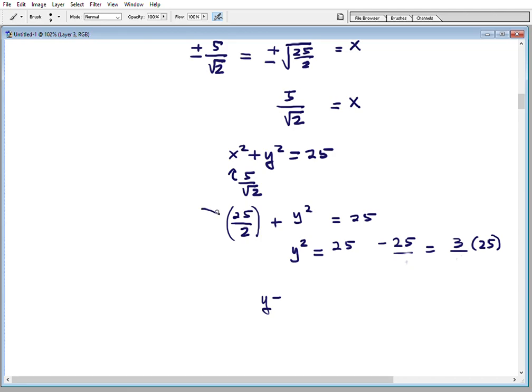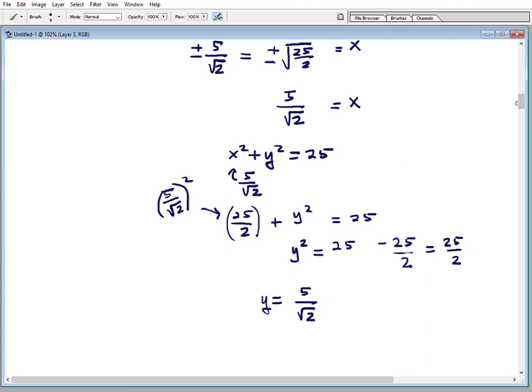This squared, 25 over 2. Okay, so here we have 25 over 2, so here we have y squared equals 25 minus 25 over 2. Okay, so that's 25 over 2 for y squared. Okay, so y is equal to, just square root that, 5 over square root 2. So we see that x and y are the same, are equal.